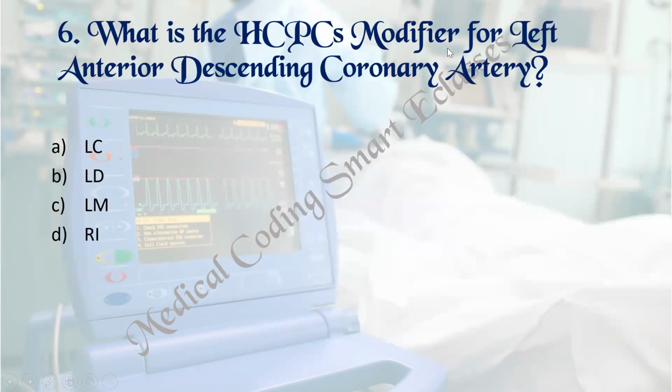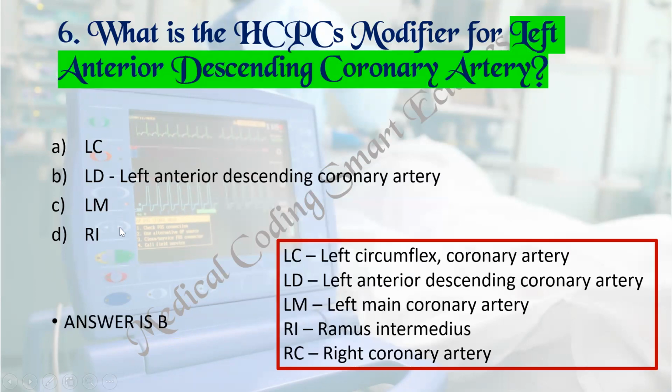What is the HCPCS modifier for left anterior descending coronary artery? LC, LD, LM, RI. Looking at these, LD is the left anterior descending coronary artery. So option B is the answer.